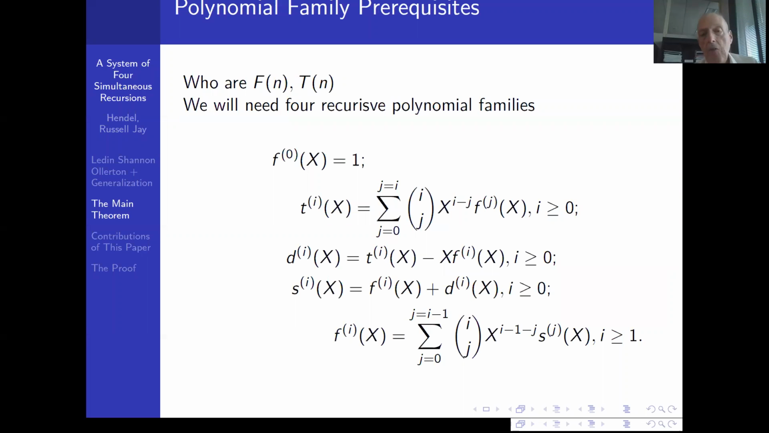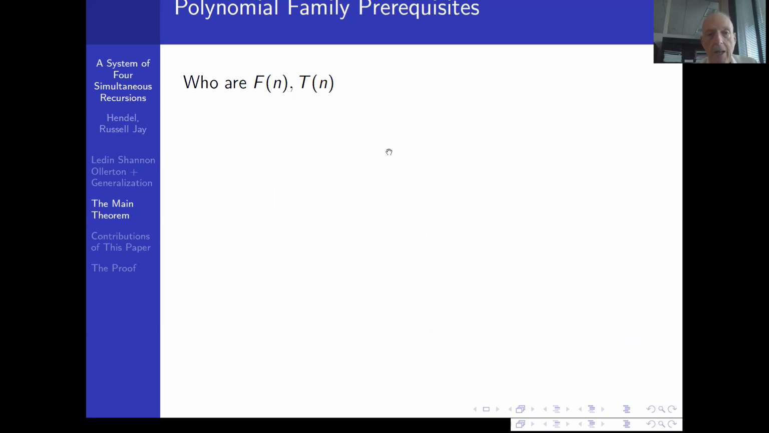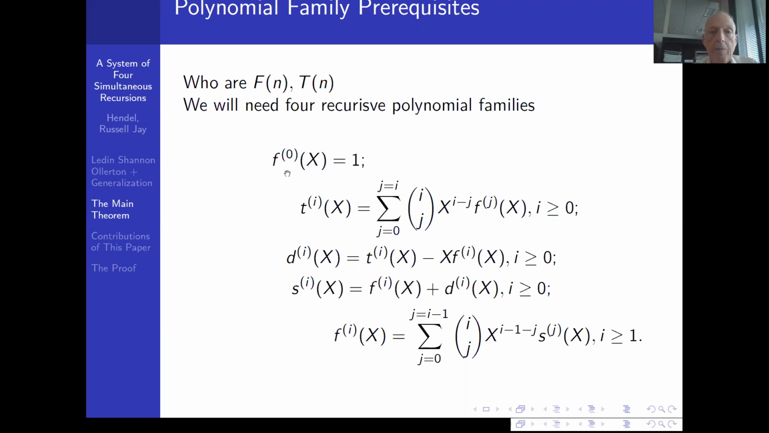Well, I'll need 4 recursive polynomial families. Actually, I should only need 2, but I need 4, which makes the proof nicer. This looks a little bit intimidating, but it isn't. So let's see if I can go through this. F0(x) is 1. That's pretty non-intimidating. If you have an Fi(x), then Ti(x) is a sum of binomial coefficients times shifts of the Fj. D stands for difference, is the difference of Ti and x times Fi. S stands for sum, is the sum of Fi and Di. And then Fi is again a sum of binomial coefficients times shifted amounts of the S function.